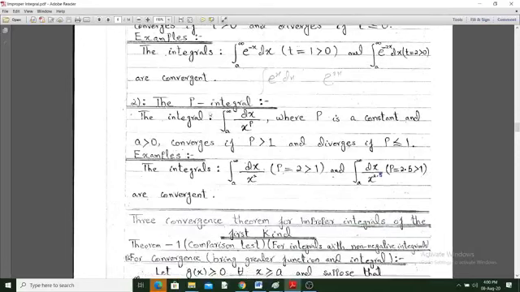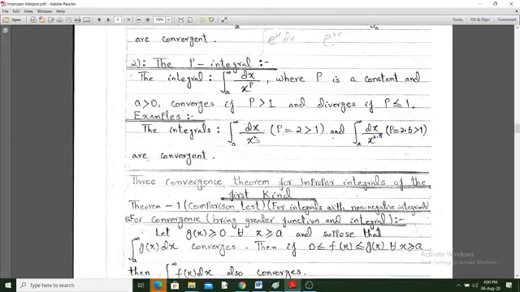The second integral that we use as a standard integral is the p integral, and the p integral is defined as the integral from a to infinity of dx over x to the power p, where p is a constant and a is greater than 0. A should be greater than 0, and this integral is convergent if p is greater than 1. Remember here p is greater than 1, and it is divergent if p is less than or equal to 1, that is, p greater than 0 and less than or equal to 1. This integral is divergent.